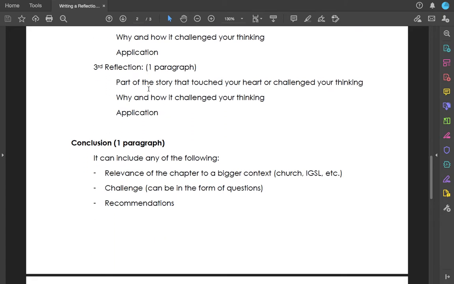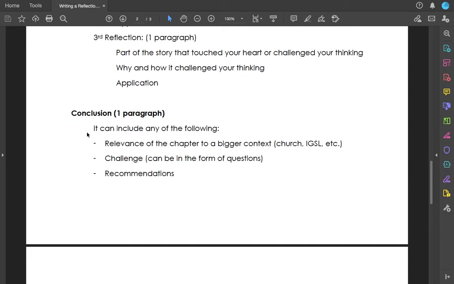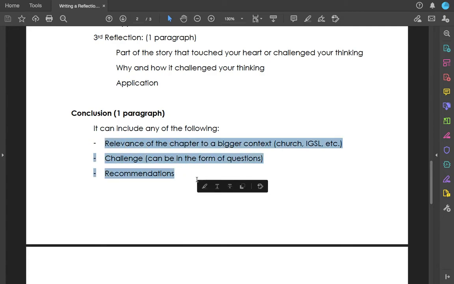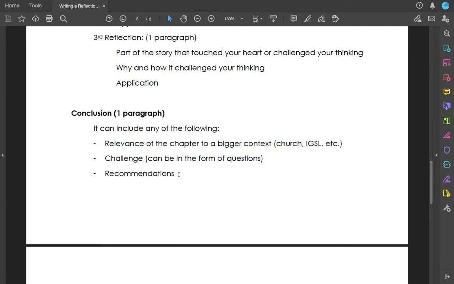Okay, and the last part is the conclusion. Now, in the conclusion, it can include any of the following. It doesn't have to be all of them. You can choose any or just one of them.